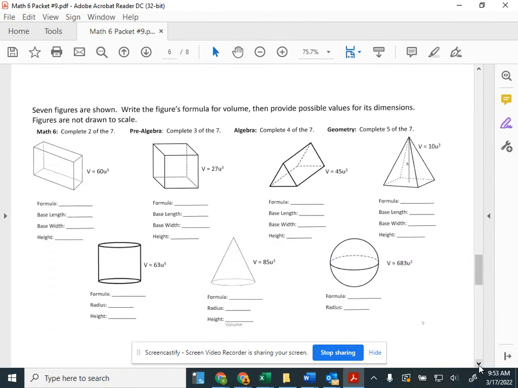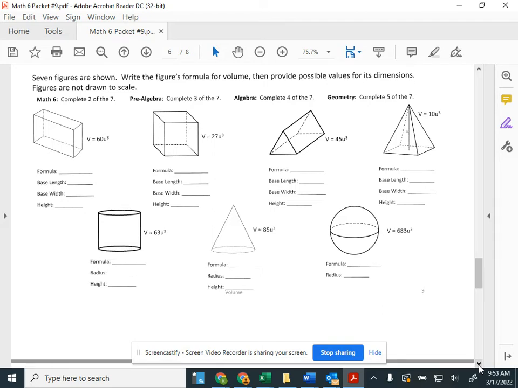So now we are on our formulas page. Now it says Math 6 needs to do 2 of the 7 figures. You might be one of my friends that's up for a challenge. You're like, yeah, I'm doing pretty good with this. I want to try to find some more volumes. So maybe I want to do the pre-algebra and do 3 of the 7. Maybe I want to try to challenge myself and do 4 of the 7. Maybe I want to do 5. Maybe I want to try to do all of them.